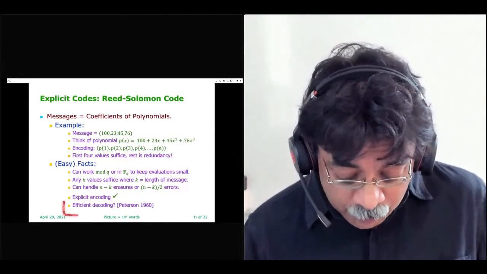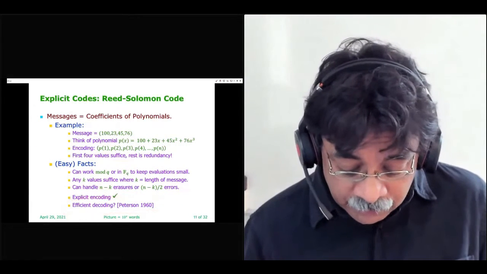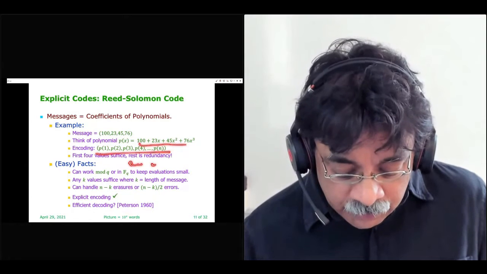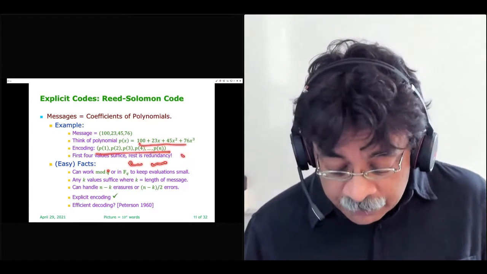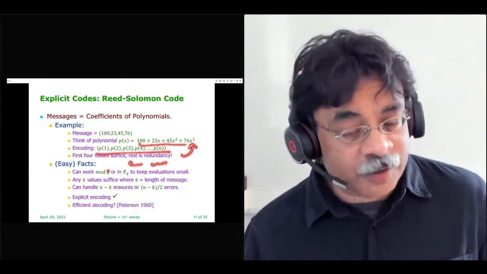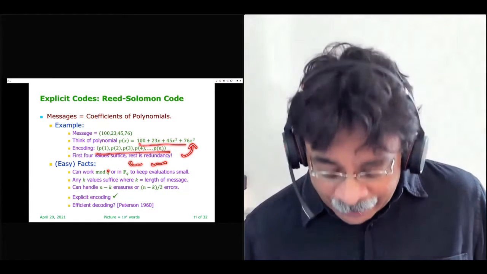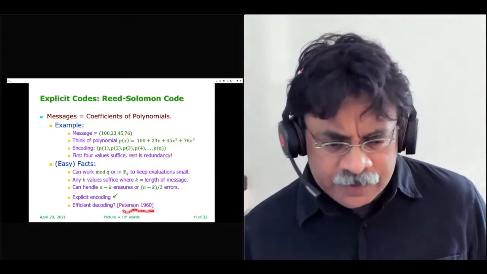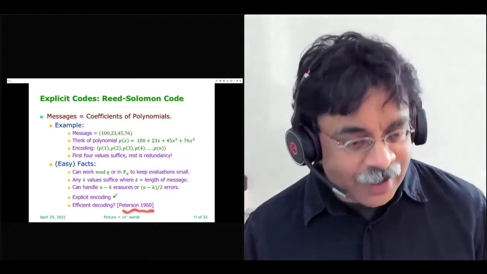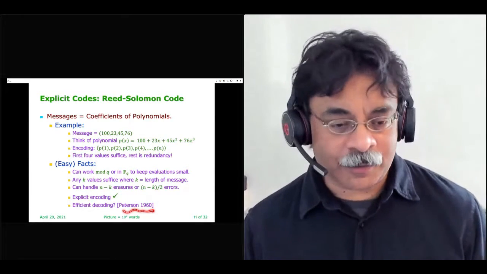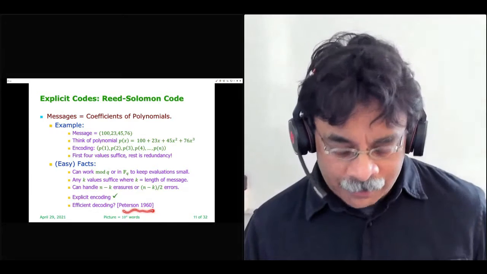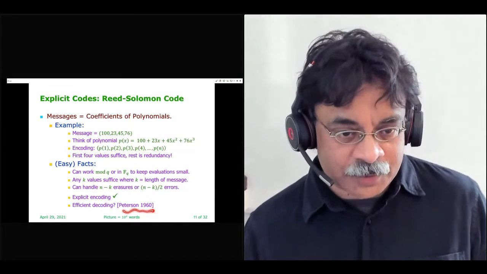And now comes the question: okay, this is great. If I have this information with a few errors, I can still, in principle, recover the original polynomial, but is there an efficient algorithm? And Peterson in 1960 gave this remarkable algorithm. Peterson is a coding theorist, legitimate, and this is a remarkable algorithm. So yes, there are existentially very, very amazing algorithms in the field.